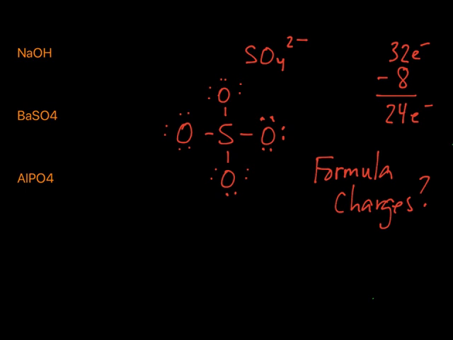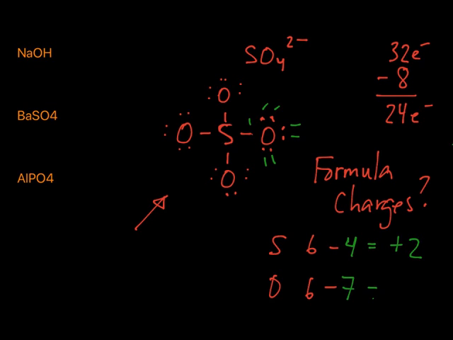Okay, so to figure out formal charges, again, sulfur has 6 valence electrons, each oxygen has 6 valence electrons. As drawn in this diagram above here, how many electrons is sulfur contributing? Well, it's contributing 1, 2, 3, 4 electrons. So sulfur has a +2 charge here. How about oxygen? Well, each oxygen is contributing 1, 2, 3, 4, 5, 6, 7. So each oxygen has a -1 charge. So as drawn, sulfur has a +2 charge, and each of these oxygens has a -1 charge.